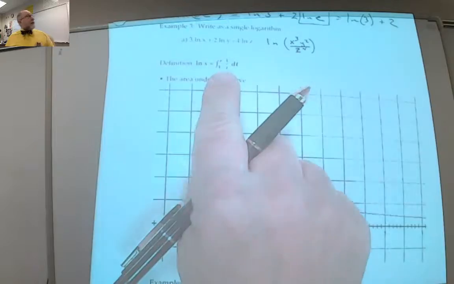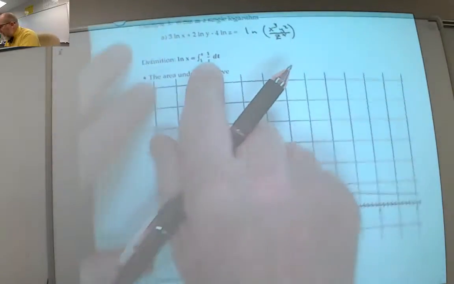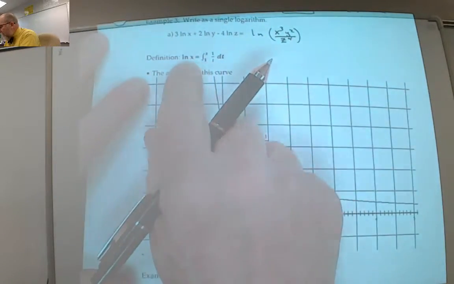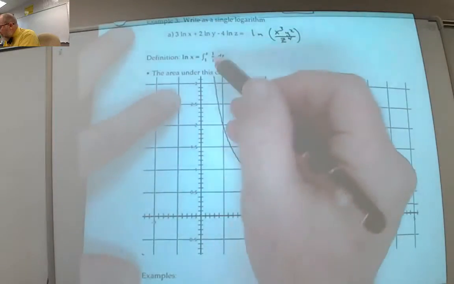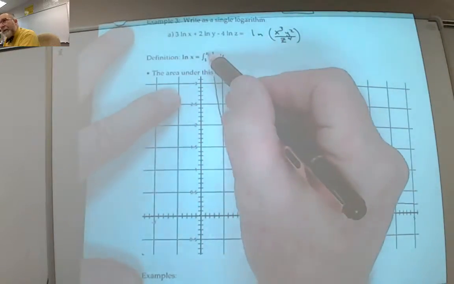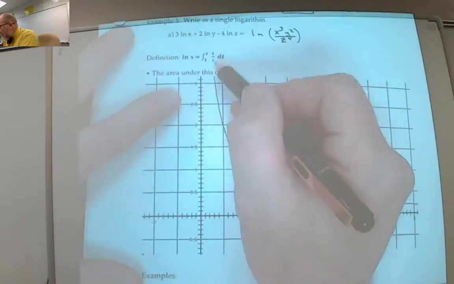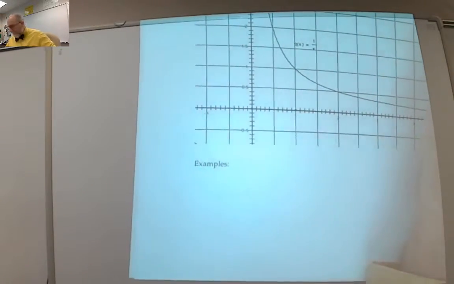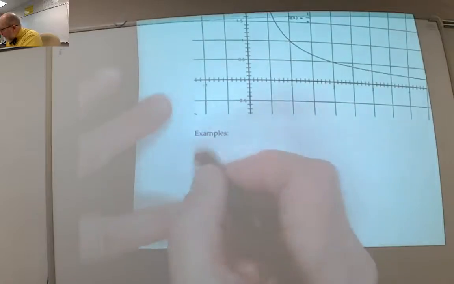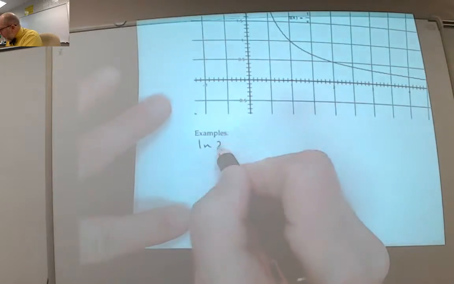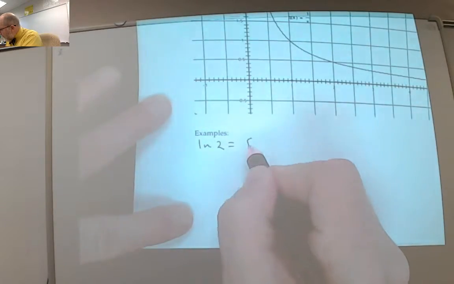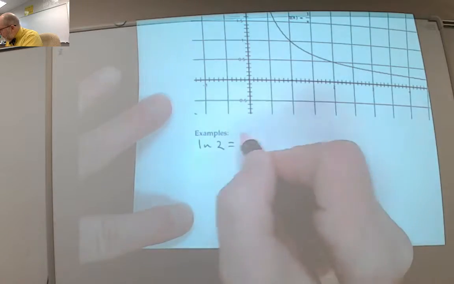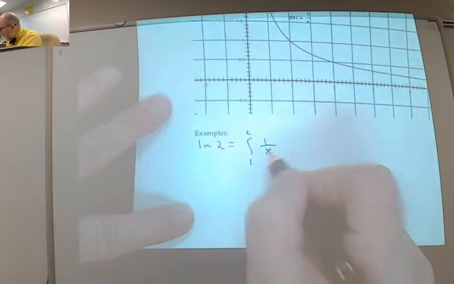mathematically, the natural log of x is defined as integrating from one number to another, 1 over t dt. So an example, and I have a few examples here. The natural log of 2 would be the integration of 1 to 2 of 1 over x dx.